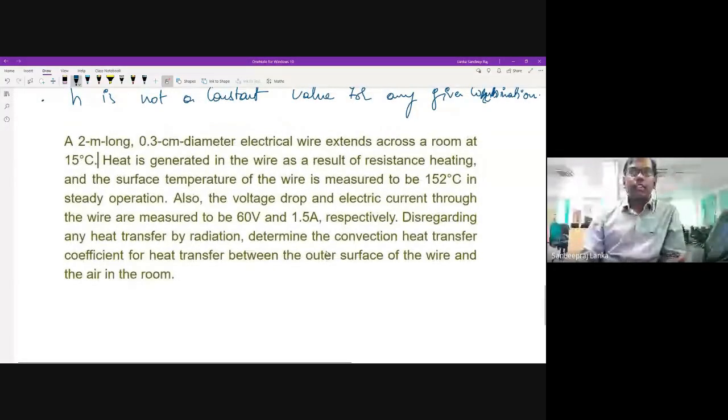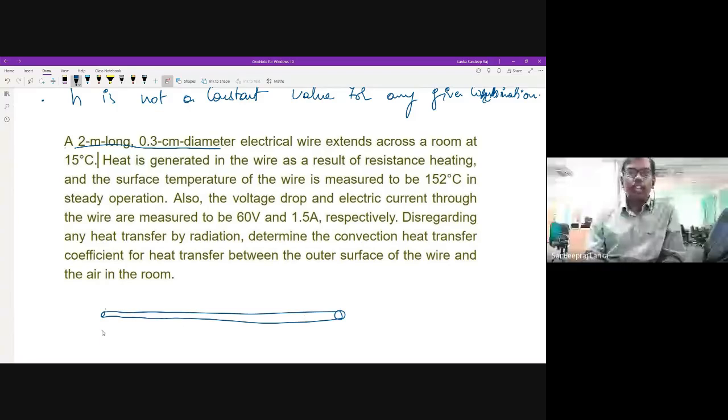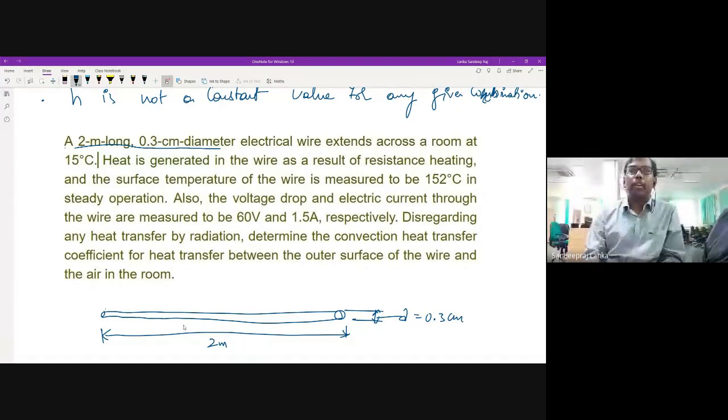Now, here in this convection case, I'm taking this problem to understand this. It is a 2 meter long and 0.3 centimeter diameter electrical wire. It means it's very long and the diameter is very small. The wire I'm taking here is 2 meter long, and the diameter is 0.3 centimeters, which is very small compared to your 2 meters.